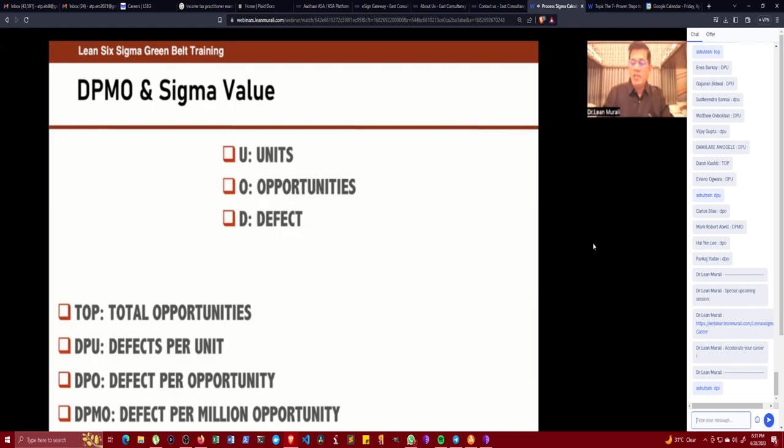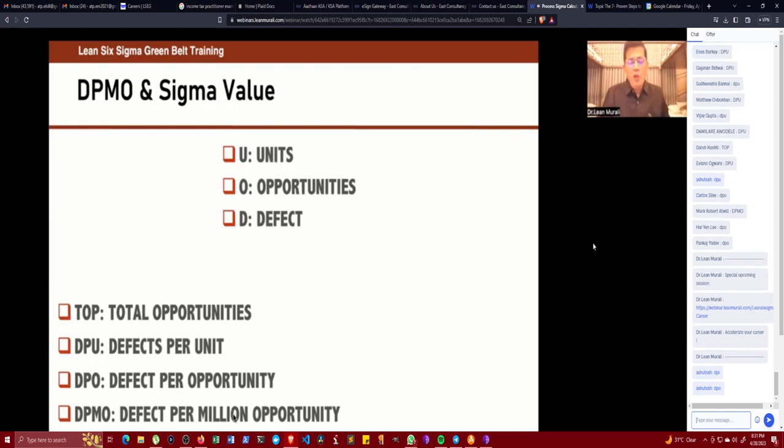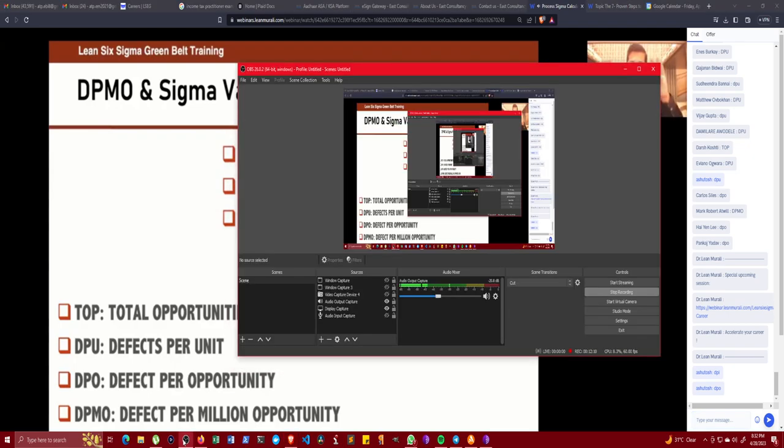Great. Okay, fantastic. Now, we have seen slowly, step by step, what is a unit? What do you mean by an opportunity? What do you mean by a defect? And we will calculate total opportunities, defects per unit, defects per opportunity, and defects per million opportunities. We'll calculate all that. And then finally, after getting the DPMO figure, we will be able to tell from a table what is the sigma capability of that process.